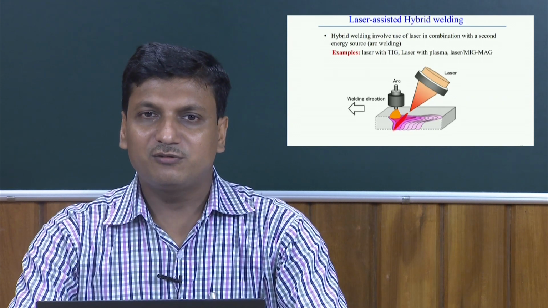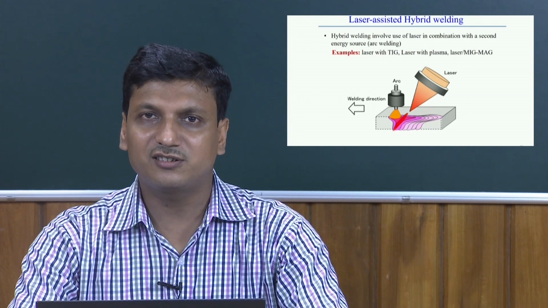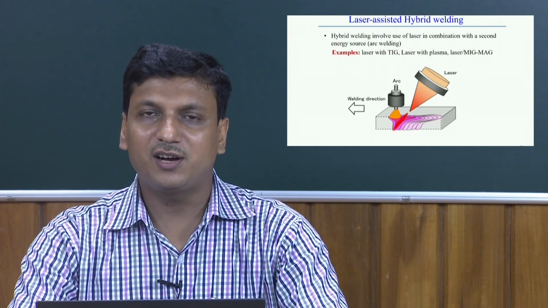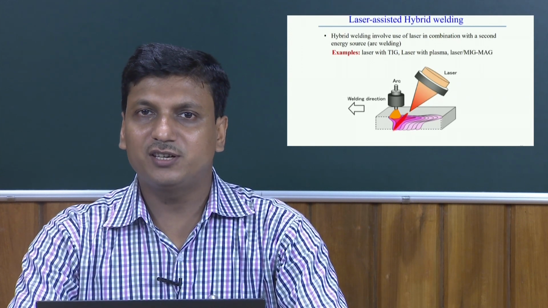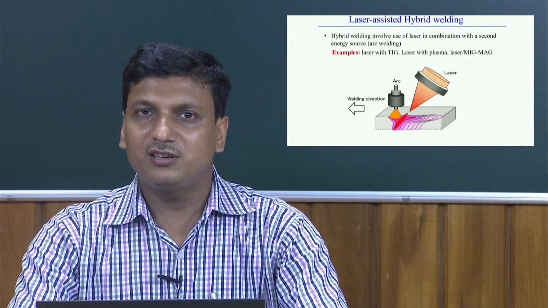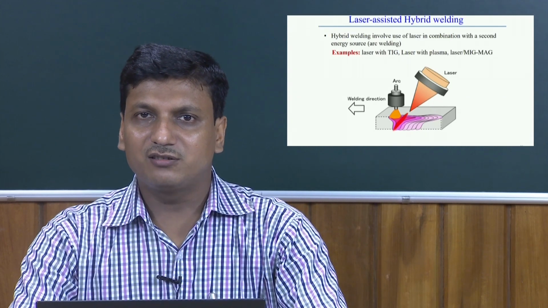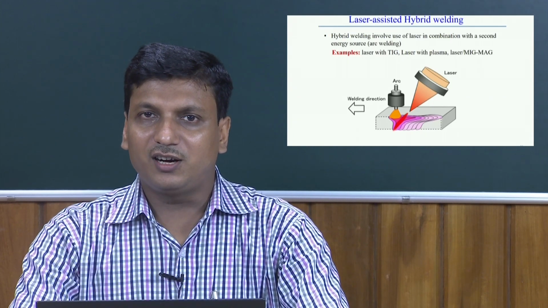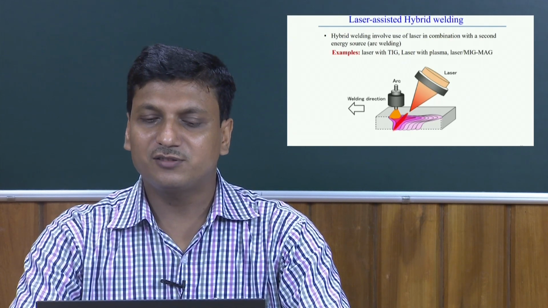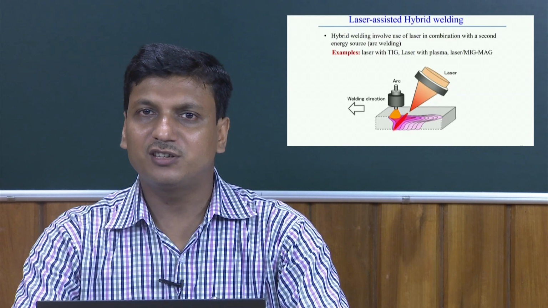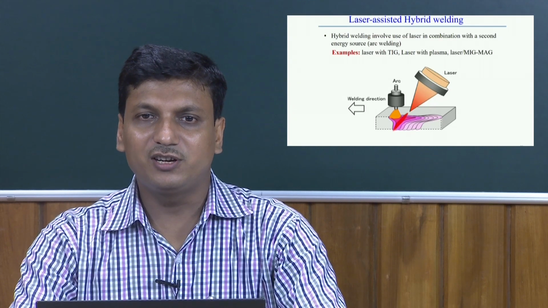Now, there are several arc welding processes, like TIG welding or gas tungsten arc welding, plasma, and then laser with gas metal arc welding. These are the typical secondary sources of heat in hybrid laser welding. But the question is, when you develop any hybrid laser welding process, what should be the position of the laser, whether in the front or at the back with respect to the welding direction.